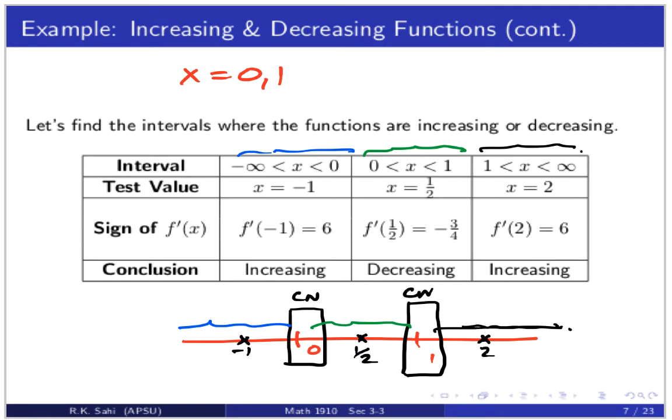Okay, now what are we going to do? We're going to look at the sign of the derivative of the function at each of these test values. So f prime of minus 1 is 6, greater than 0. That means the function is increasing. f prime of half is negative. That means the function is decreasing. And f prime at 2 is 6. Definitely the function is increasing. So to write the increasing and decreasing, this is what we do.